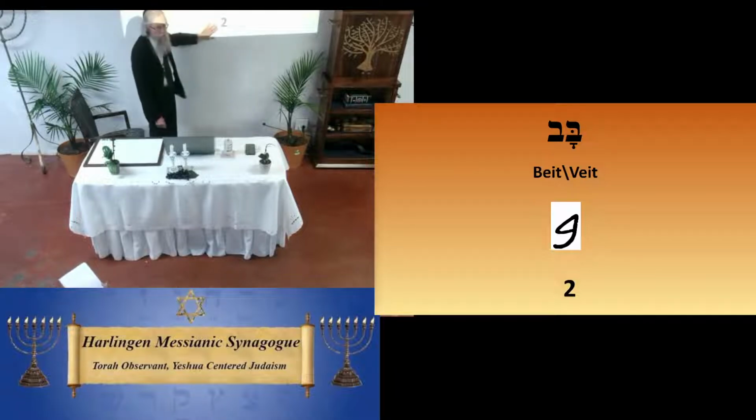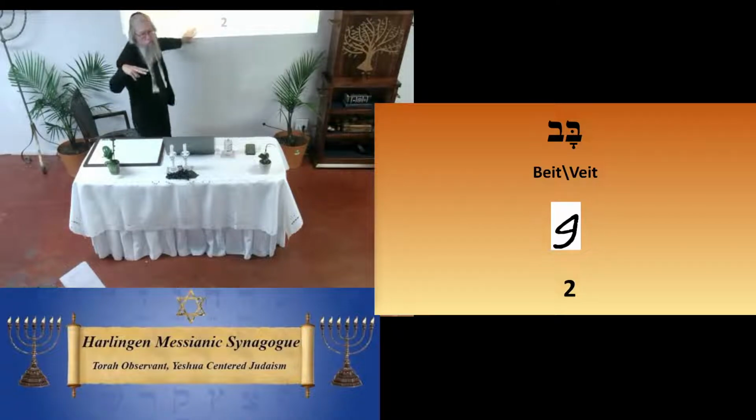Beit's number is the number 2. Aleph is number 1. Beit is number 2. Yes? I thought the other one was a 6. Where? The previous letter. No, Aleph.